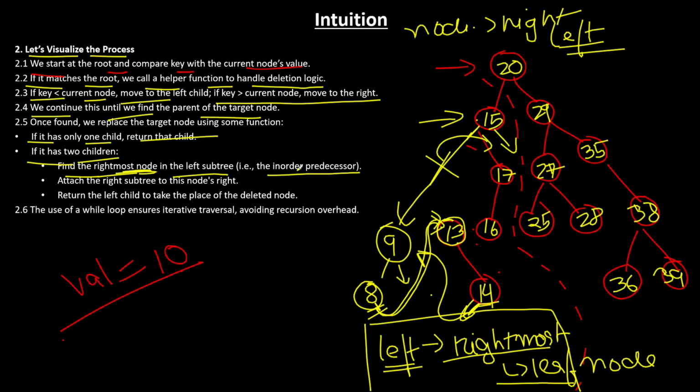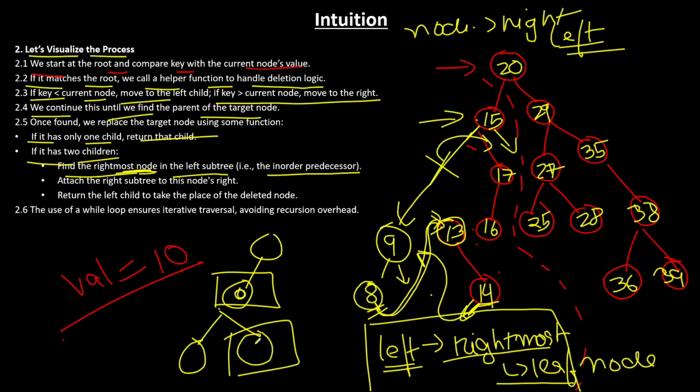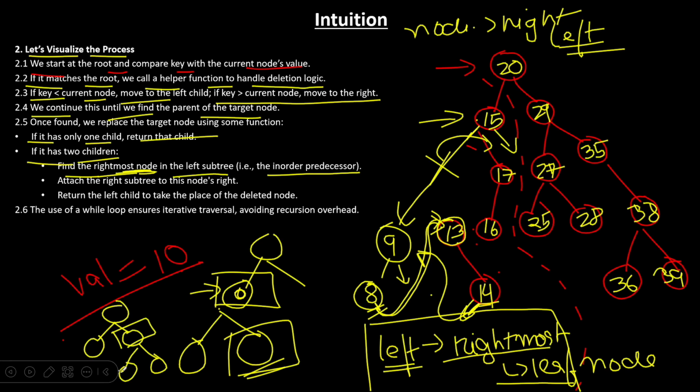The in-order predecessor basically means that you go to the left subtree of this particular node, and you take the rightmost node. For this particular left subtree, you take the rightmost node, and this becomes the in-order predecessor. And similarly, for the right subtree, you take the leftmost value or node, and that becomes the in-order successor. That's all. We attach the right subtree to this node's right.